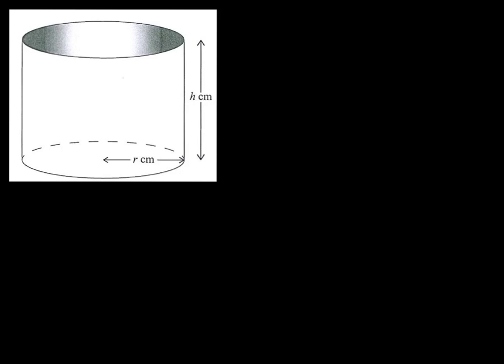The paper finishes with question 6, which is a fairly comprehensive question on differential calculus. You are given this container here, and in part A, you're asked to write down a formula for A, which is the surface area to be coated.